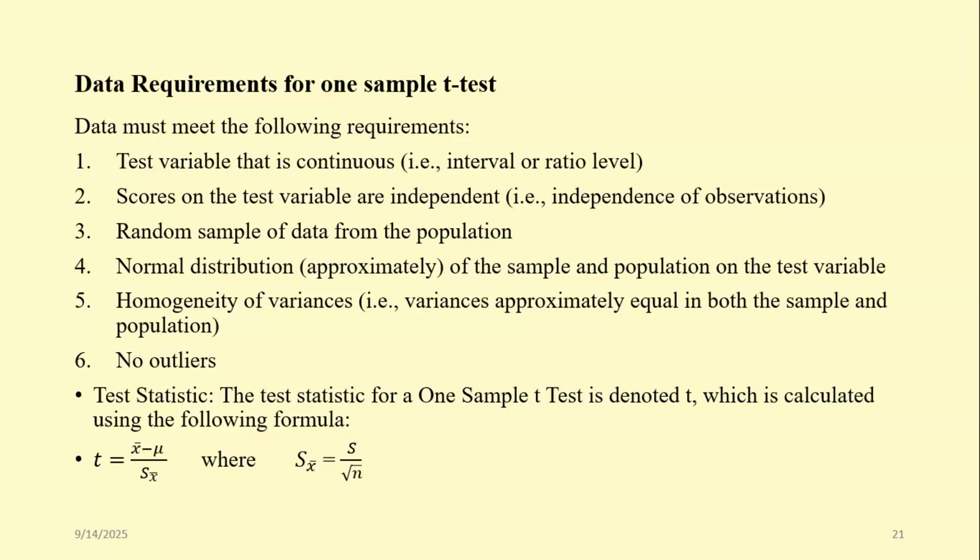Number three, random sample data from the population. You have taken your data randomly from the population. Number four, normally distributed data. Number five, homogeneity of variance.